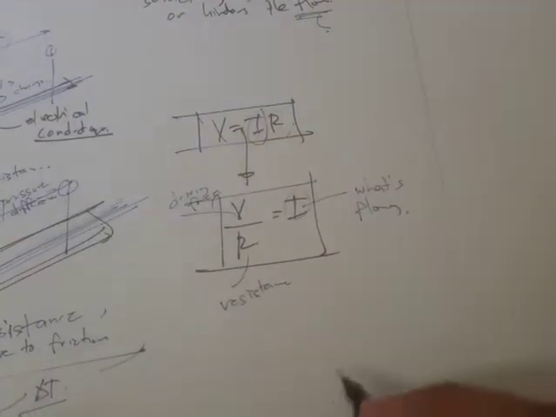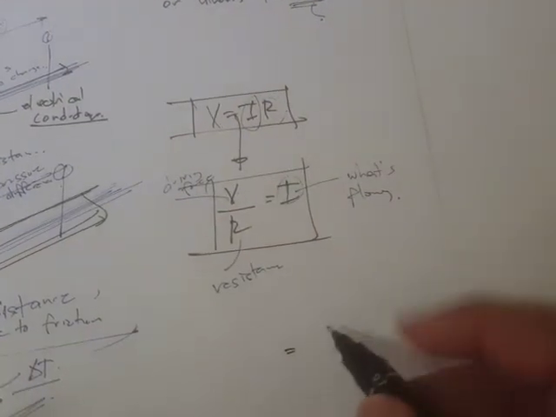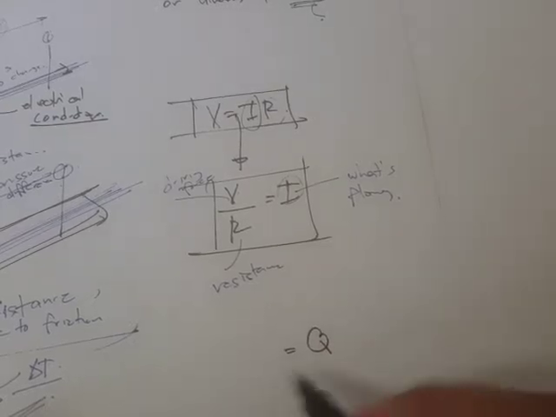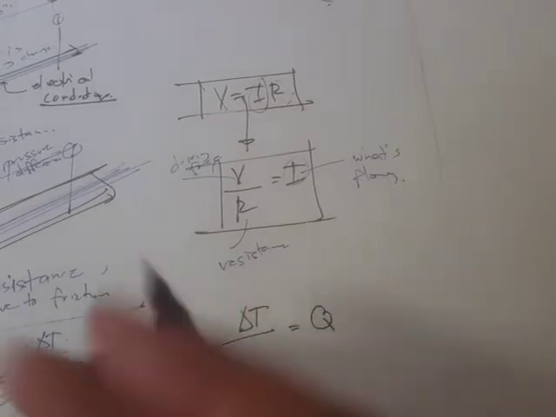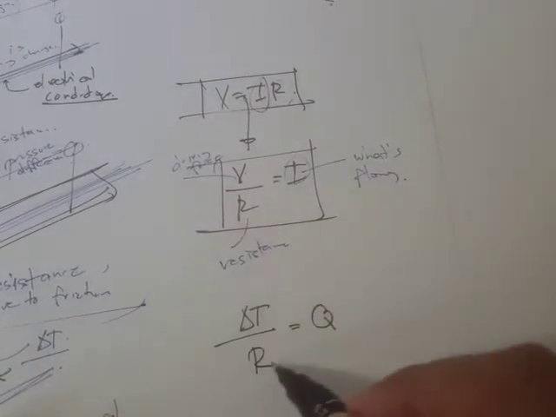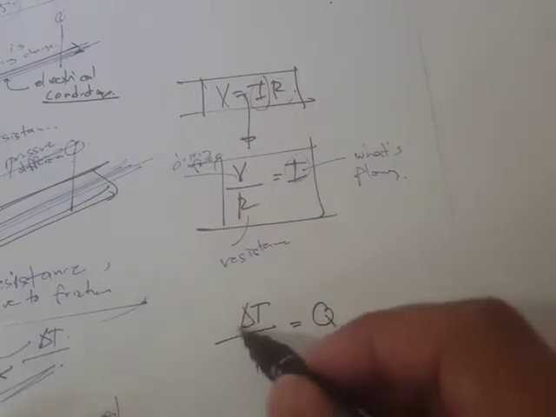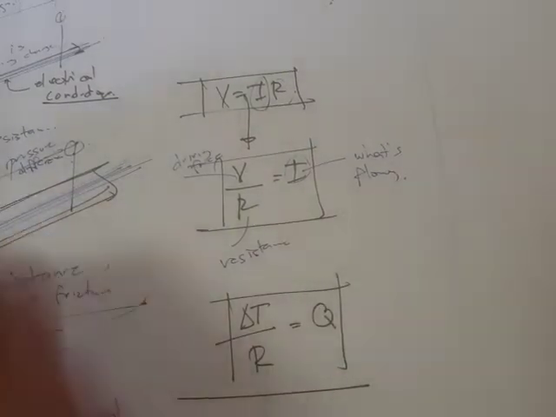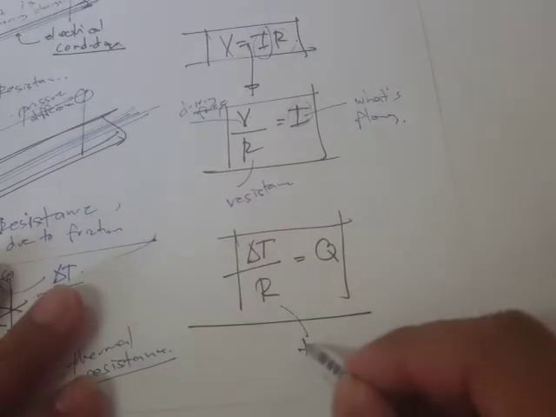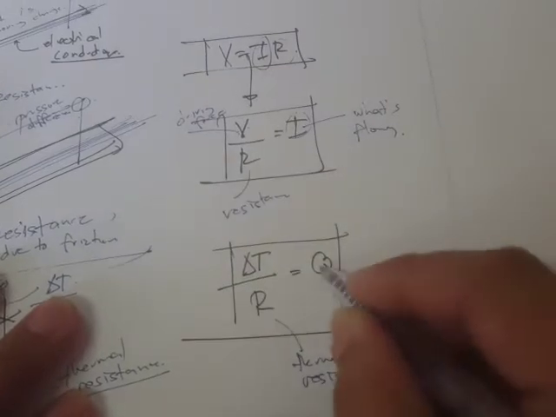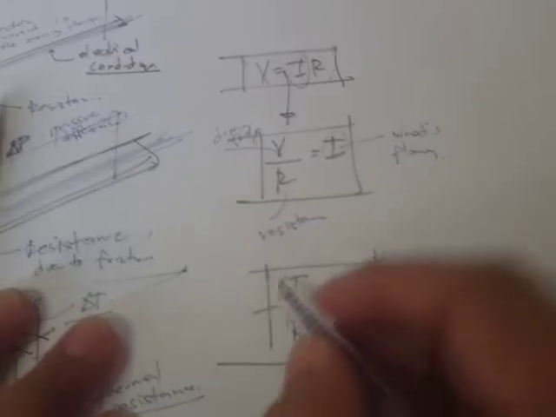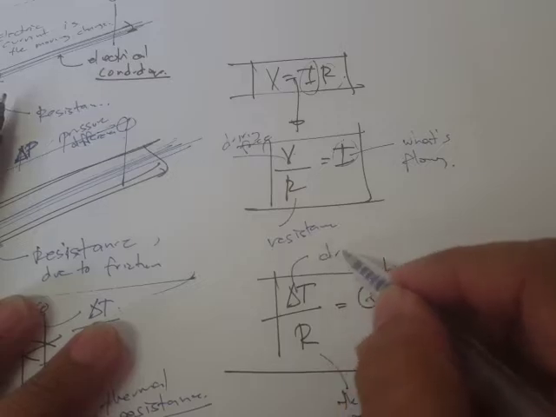Now in heat transfer, we can actually write that as well. We have this Q, and what's the driving force? That's going to be delta T, the temperature difference, and we have here the R, which is the thermal resistance. Right, so here's our thermal resistance. This one is heat. Okay, this is the driving force.